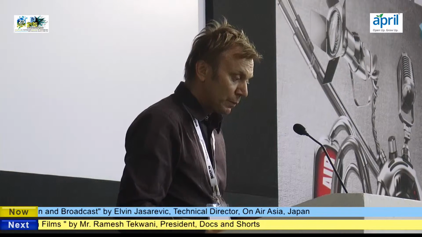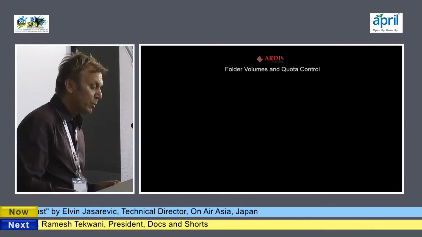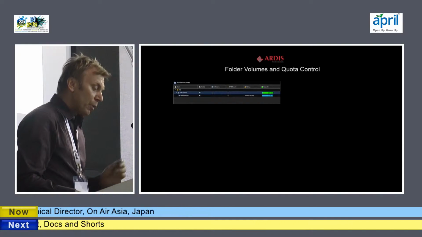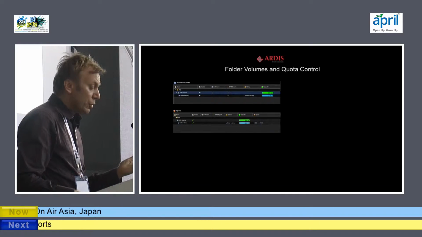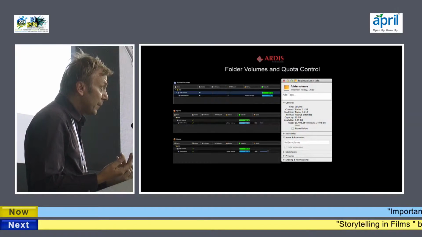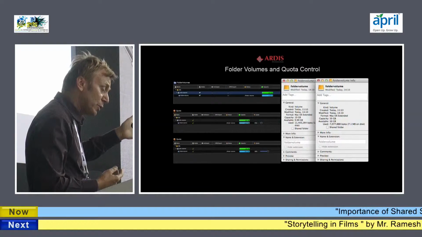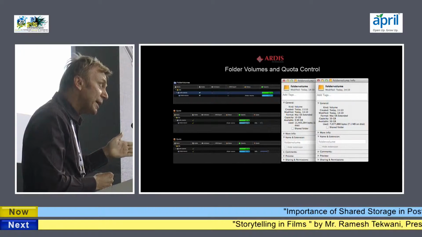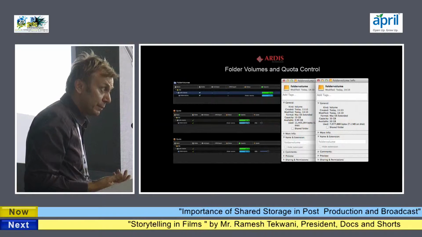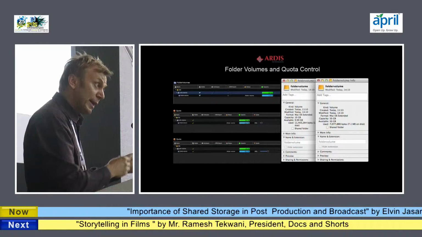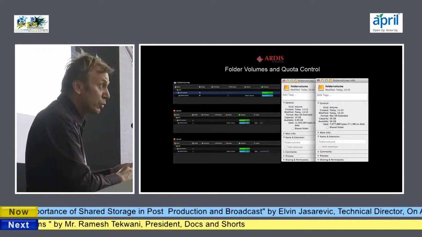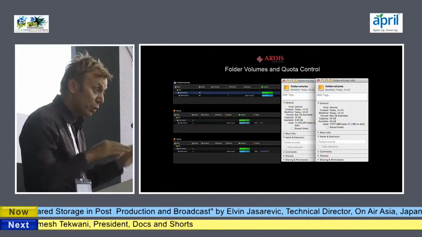Next slide. It's about folder volumes and quota control. If you have shared storage, I don't know how familiar you are with those, but if you have multiple volumes mounted on your desktop and you would like to move data between the volumes, you're going to copy the data. Copying the data takes time. You replicate that data, and you saturate the bandwidth, which means your shared storage is going to work slower.